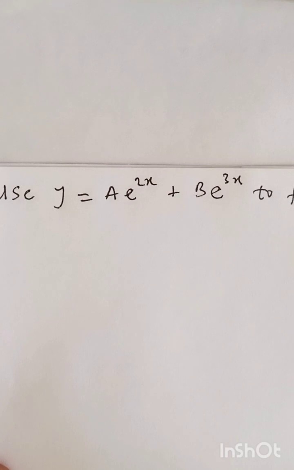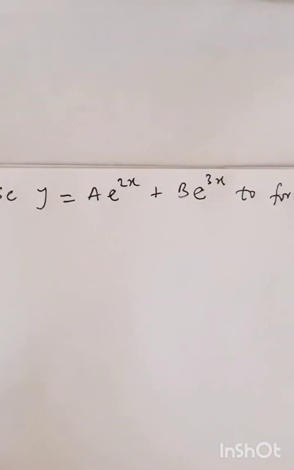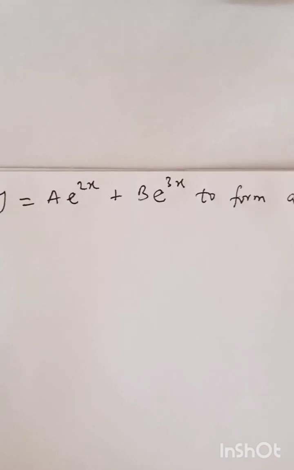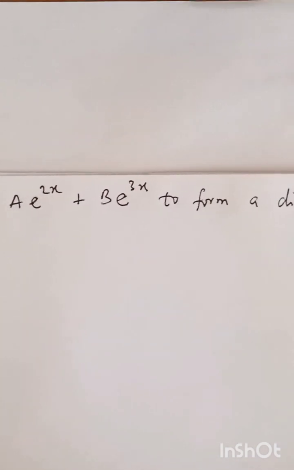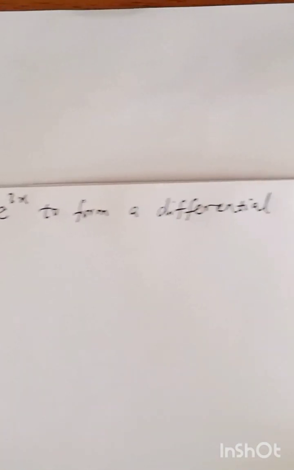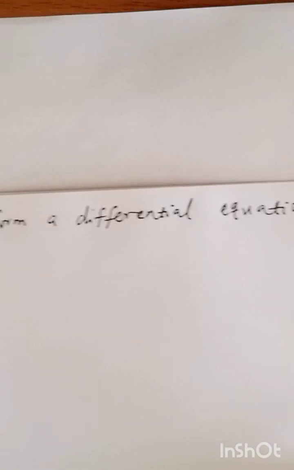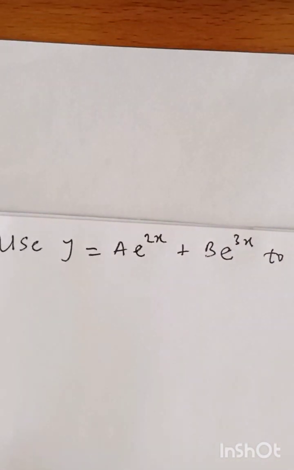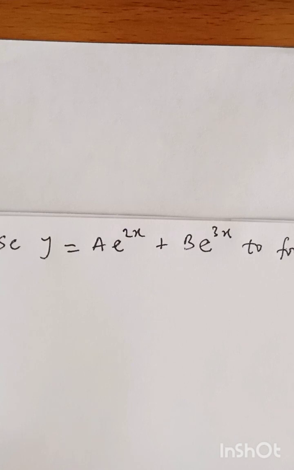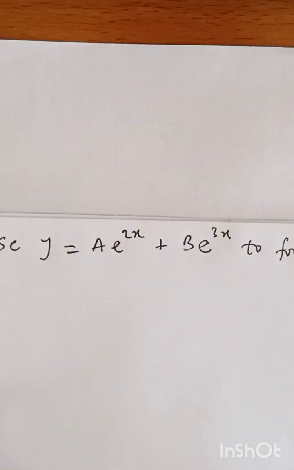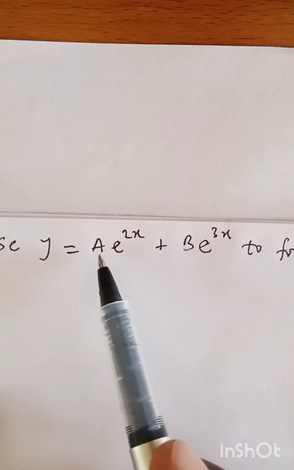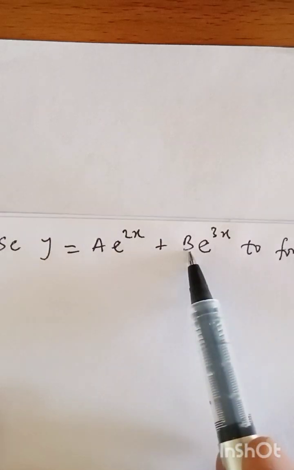In this class, we are going to see how to use y equals a exponential 2x plus b exponential 3x to form a differential equation. Now, if you recall our previous class, we said that by forming a differential equation, we mean just to eliminate the arbitrary constants. The arbitrary constants we have here are two, which are a and b.